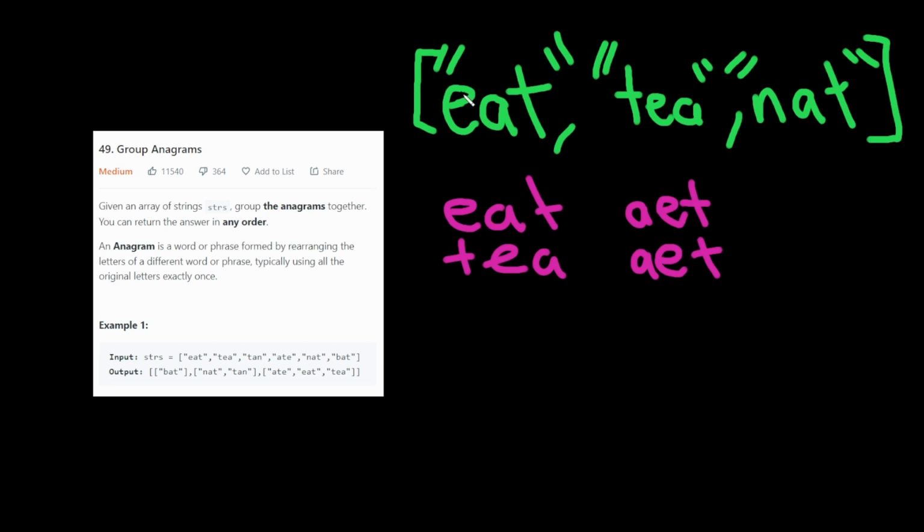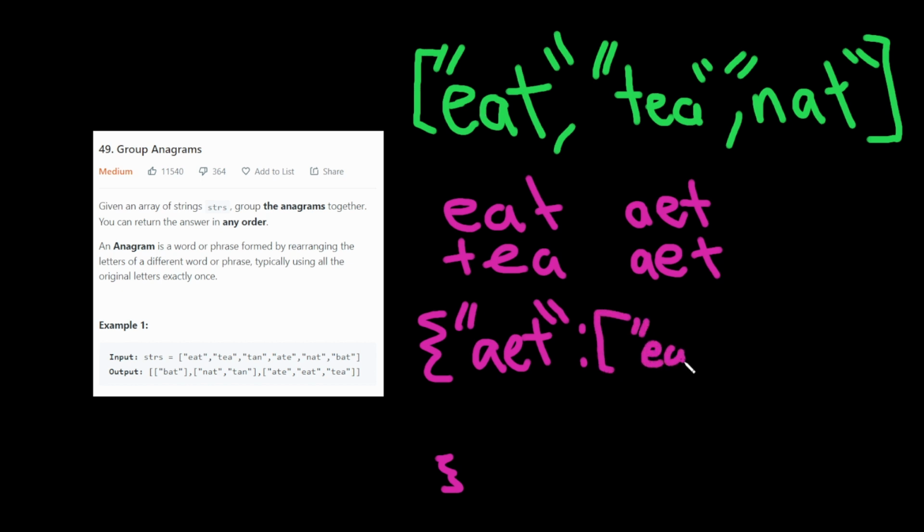So here's the algorithm. We go through this array and the key of the dictionary is going to be the characters sorted. So it's going to be AET and the value will just be an array of EAT. Okay, then we get to this TEA here and we say, okay, we sort this and we see it's already in the hash. So we just add it to this array here. And then we get to this NAT and we see, okay, well, it's not in this hash. So we got to add it to the hash.